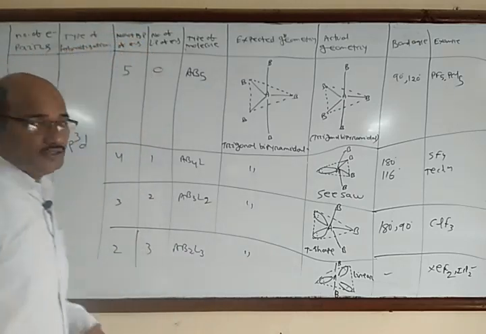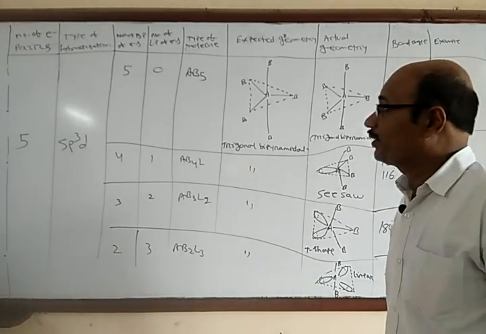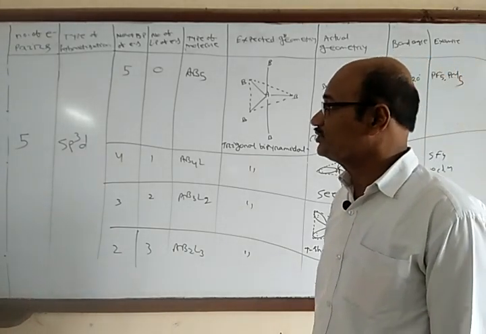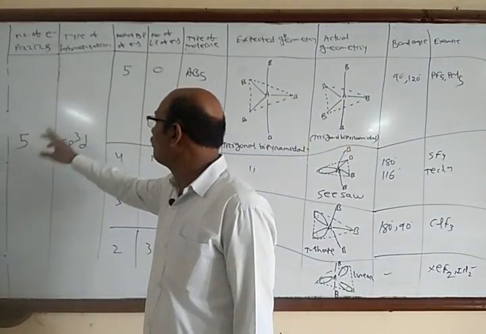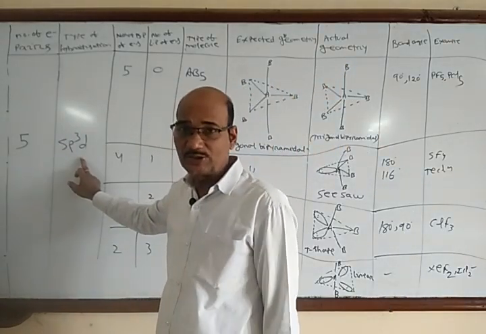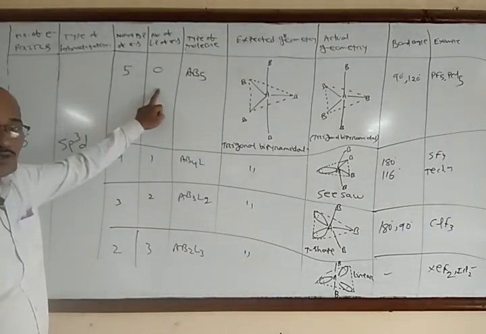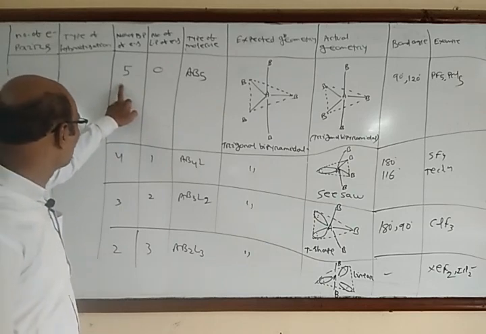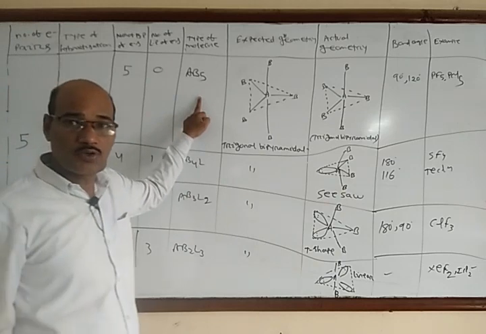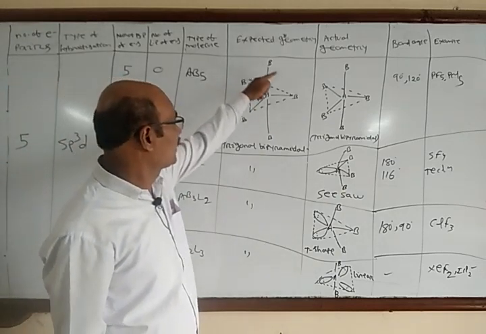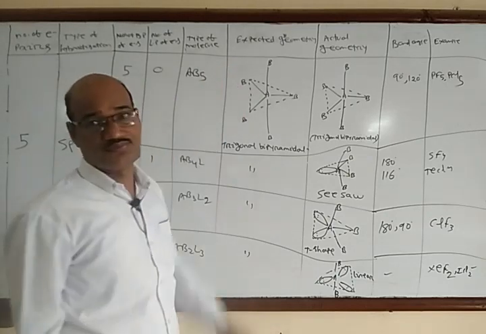Okay. You see, the number of electron pairs around the central atom is 5. So when we have 5 electron pairs, we have sp3d hybridization. Here we can take the case of 5 and 0: 5 bond pairs, 0 lone pair, we get AB5. And this is the geometrical arrangement, the expected geometry called trigonal bipyramidal.